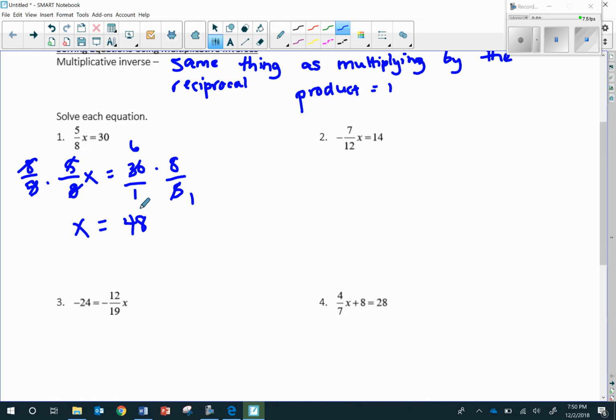Looking at number 2, I have -7/12 x equals 14. Now I'm going to rewrite this before we get started. So -7/12 x equals 14. I'm going to multiply by my multiplicative inverse, which in this case would be -12/7. Again, that negative sign comes with it.